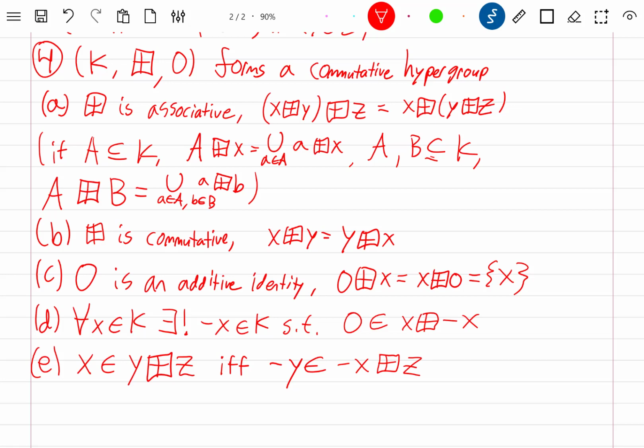And this assures, so this is called reversibility. And in some sense, you can use this reversibility to convince yourself that if 0 is in the sum x plus y, then really y is negative x. So, good. So I've told you what a hyperfield is.